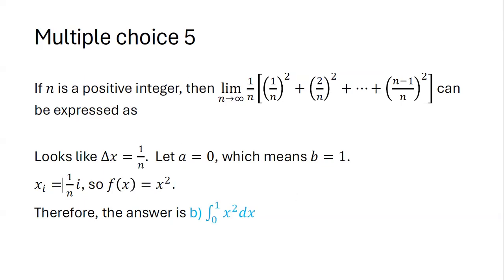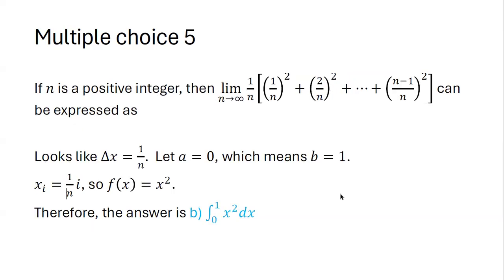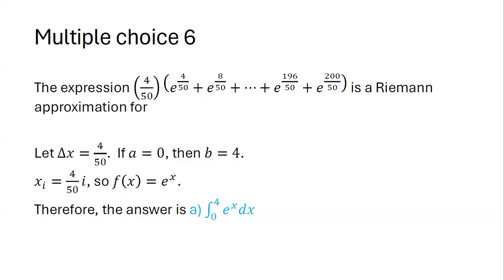Sorry about that. Problem 6. Now we'll scroll down to the last one. This expression is a Riemann approximation for which of these integrals? Hopefully you got the pattern now. Delta x, we let be 4 over 50. If a is 0, then b is 4 then. x of i is 4 over 50 times i. So f of x is e to the x then. Again, i is 1, we get 4 over 50. i is 2, we get 8 over 50. Seems like it works out, right? Therefore, the answer is choice A, the integral from 0 to 4, e to the x.